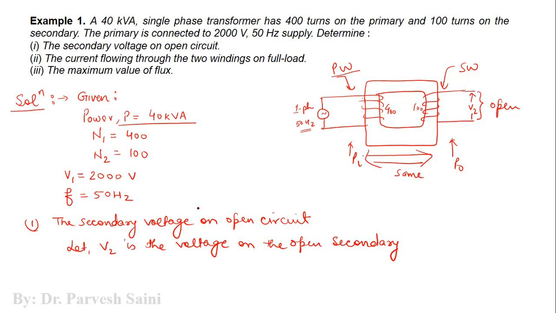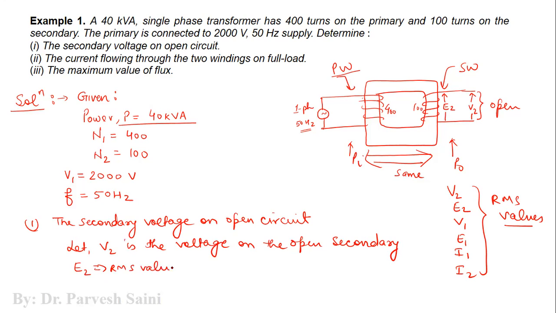Always remember that V2 or E2 or V1, E1, I1, I2, all these are the RMS values unless specified. Until we specify a special value, we have to assume the capital notations as the RMS values of all the relevant parameters of the transformer. So now the voltage induced at the secondary winding is E2. E2 is the RMS value of the voltage induced at the secondary winding due to mutual induction.